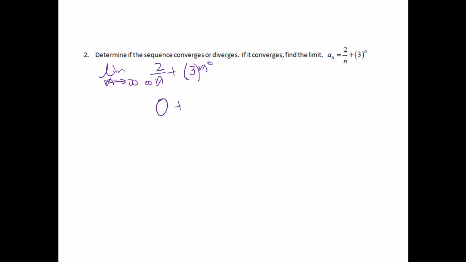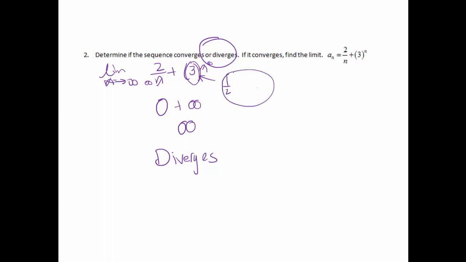And then plus 3 to the infinity, especially since we have 3, this would be an exponential growth. 3 times 3 times 3 times 3 times 3 is going to be a larger and larger number, so that actually is going to approach infinity, and 0 plus infinity is infinity, which means the sequence diverges. Just to know, if this number would have been like 1/2 instead of 3, if I do 1/2 times 1/2 times 1/2 times 1/2, that actually would have approached 0. So we just want to keep in mind, what is that value?